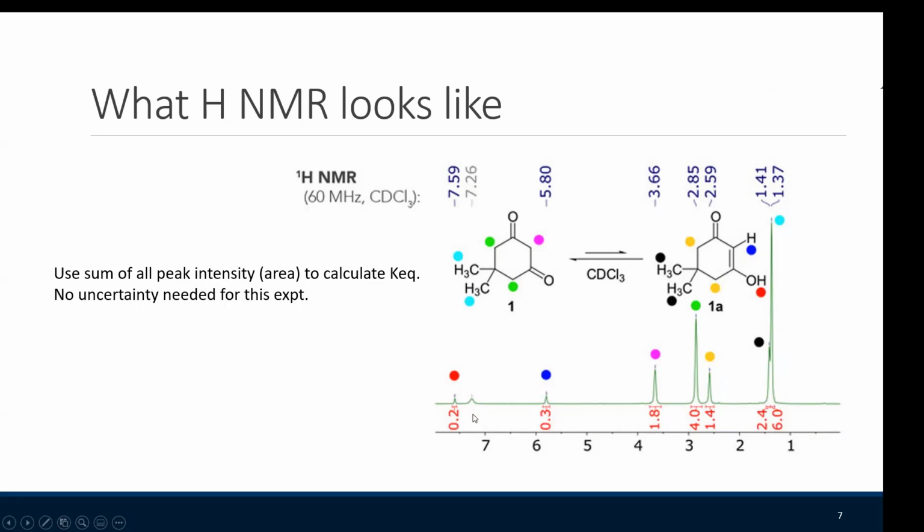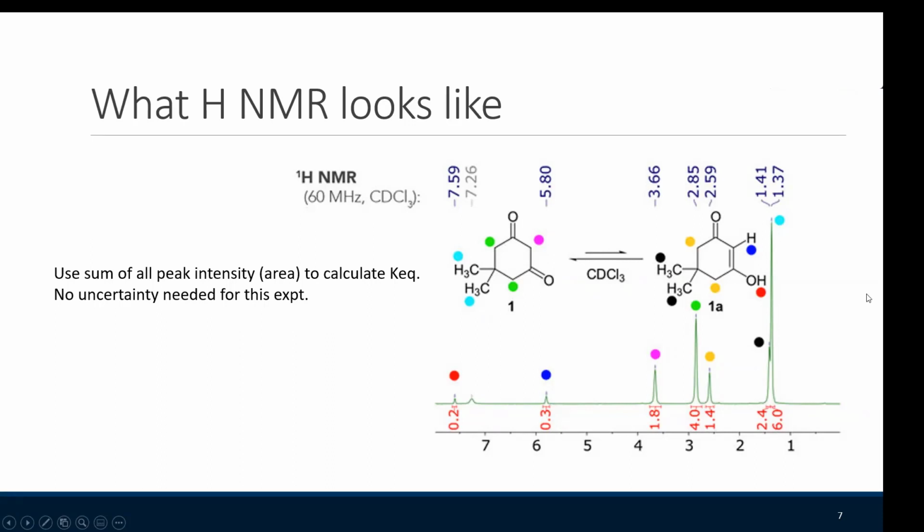You're going to have a different solvent, and you're going to see the solvent peak at a different shift. So in your spectrum, you need to figure out what solvent is used. I'll tell you the solvent, and then you need to figure out where the solvent peak is and make sure you don't count the solvent peak as your keto or enol peaks.